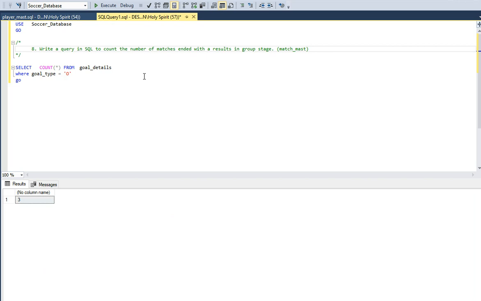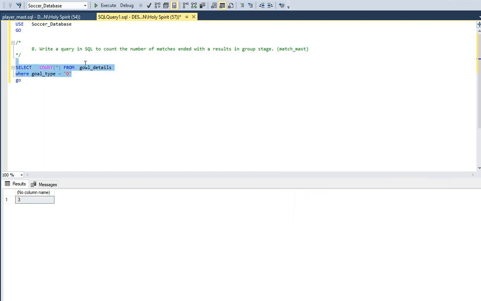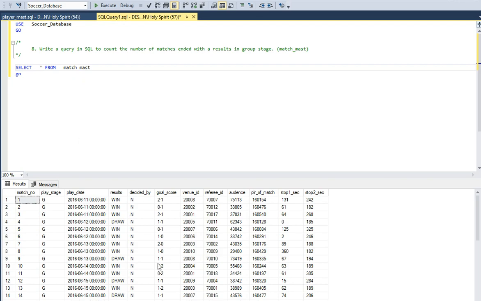Okay, next question is number 8. Write a query in SQL to count the number of matches ended with results in a group stage. Match must. This is another table. Paste. So let's see results. The results and group stage results here.